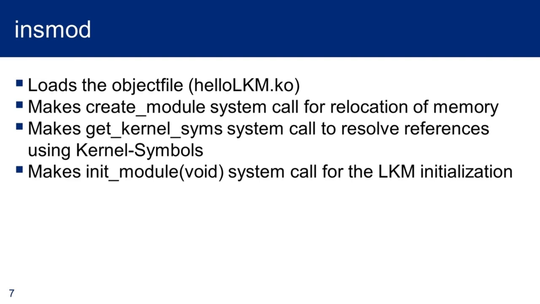insmod tries to link a module into the running kernel by resolving all symbols from the kernel's exported symbol table. It also relocates memory in the event the kernel does not have enough contiguous physical memory to accommodate everything in the module. Once the relevant sections are loaded in memory, the kernel calls the init routine of the module.